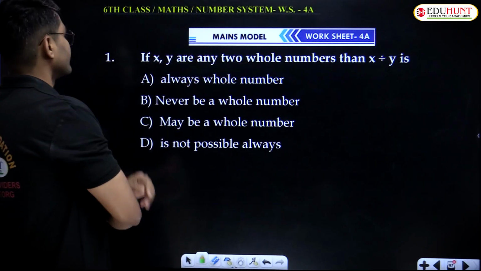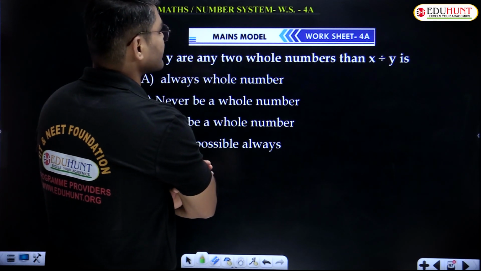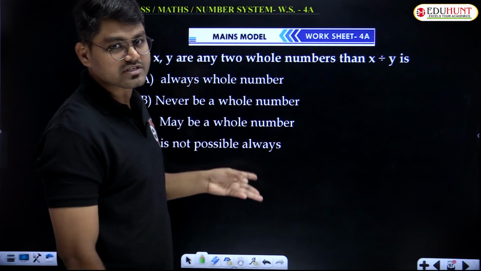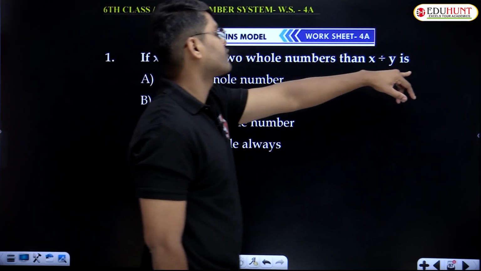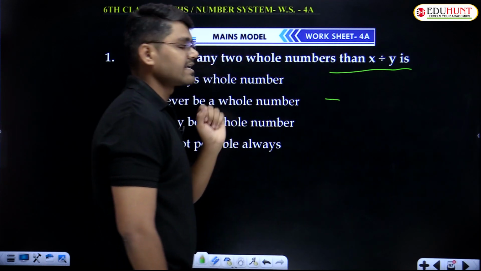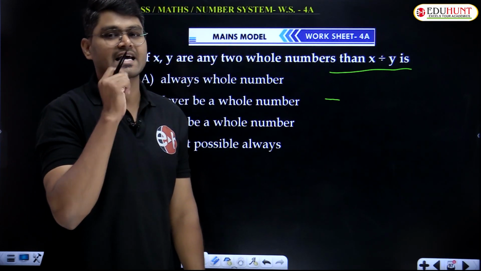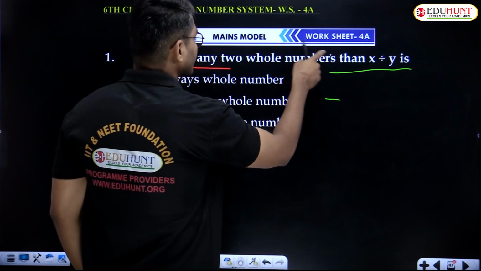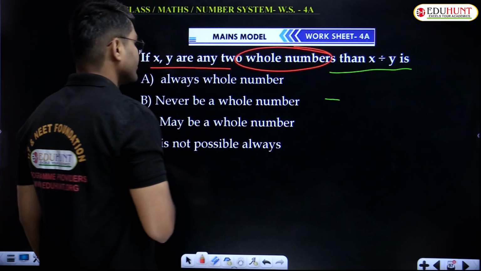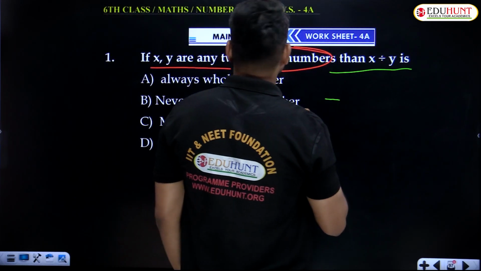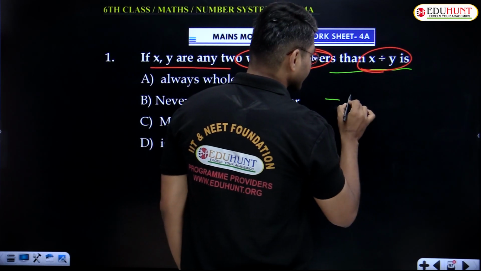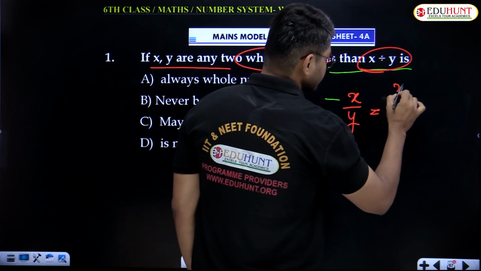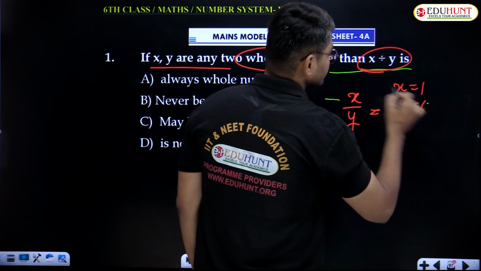Okay students. Next, if x, y are any two whole numbers, then x divided by y is... Already I have discussed in the previous question that in this type of question we have to go through the examples only, then only we get the exact answer. See here, x, y are any two whole numbers. Whole numbers means we can take, then x by y is equal to, if I take x is equal to 1, y is equal to 0.